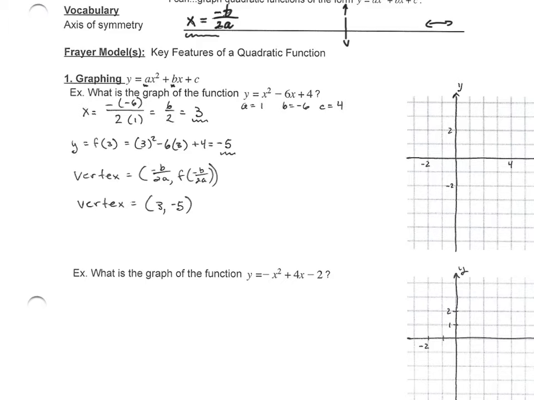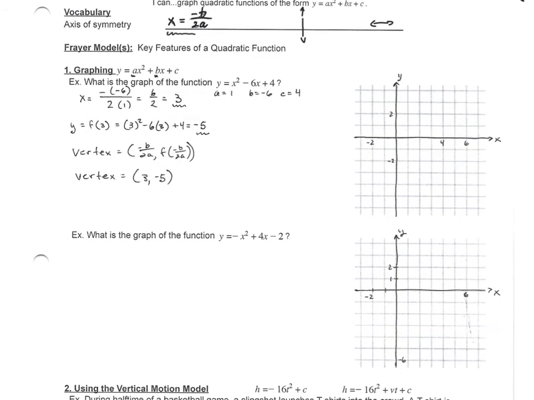So I've been given a function, y equals x squared minus 6x plus 4, and a is 1, b is going to be negative 6, and c is going to be 4. So I go ahead and just plug that into my formula. I have negative b, which was negative 6 over 2 times 1, which is a, and that equals 6 over 2, which equals 3. So my axis of symmetry is going to be at x equals 3. So my axis of symmetry is going to run right through x equals 3.